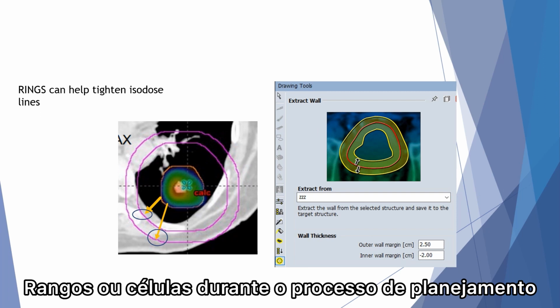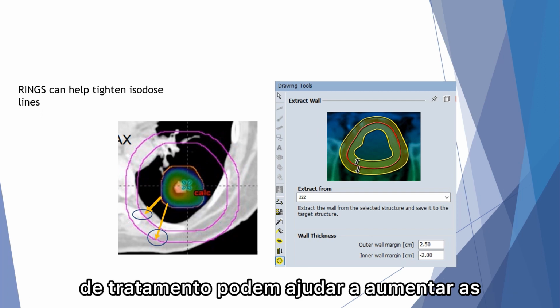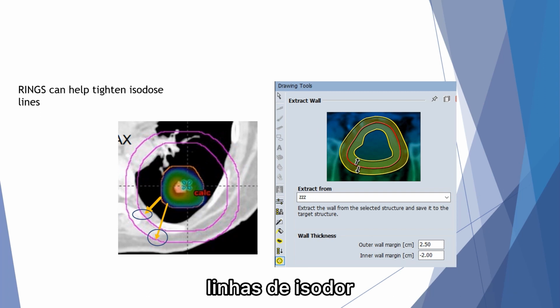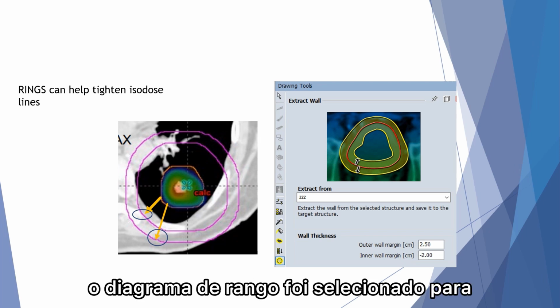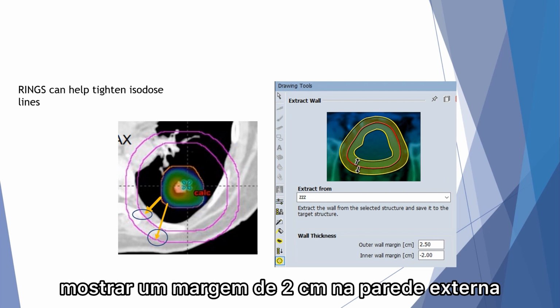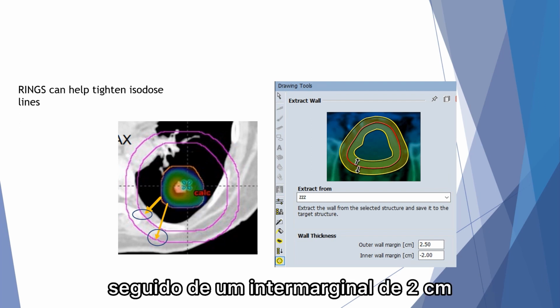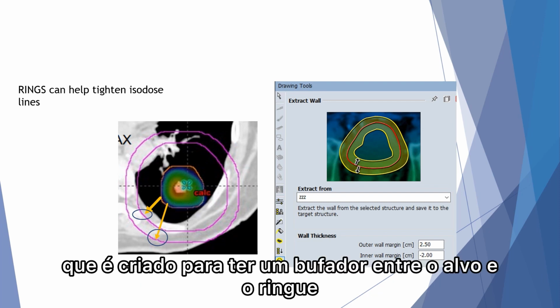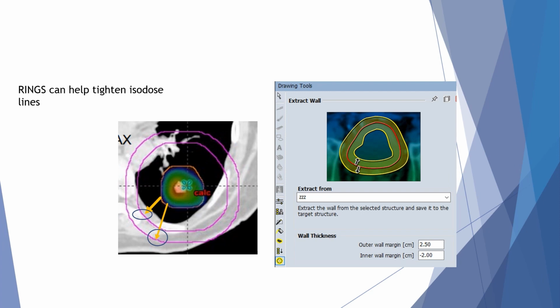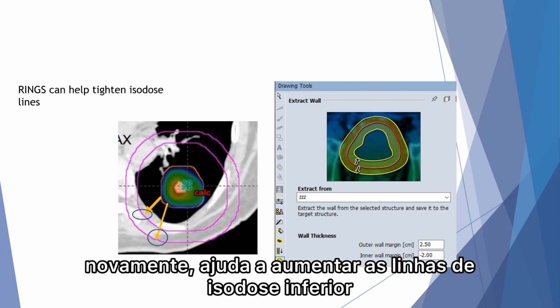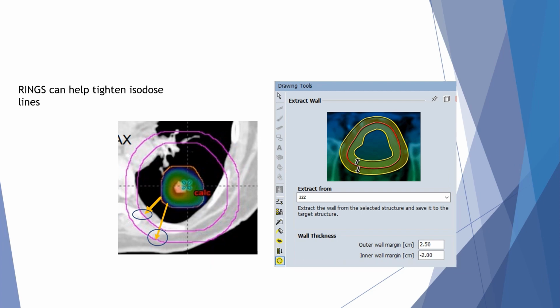Rings or shells during the treatment planning process can help tighten your isodose lines. Here in this example, on the contouring module, the ring diagram has been selected to show a 2 cm outer wall margin, followed by a 2 cm inner margin that is created to have a buffer between the target and the ring itself. This again aids in tightening the lower isodose lines.